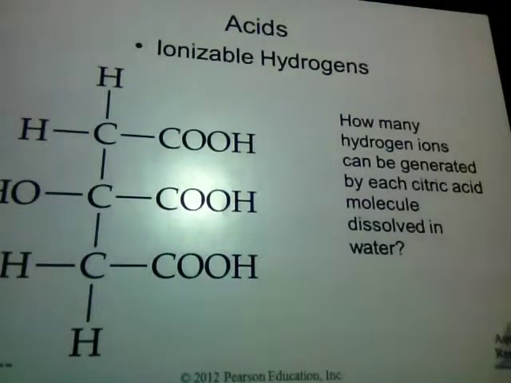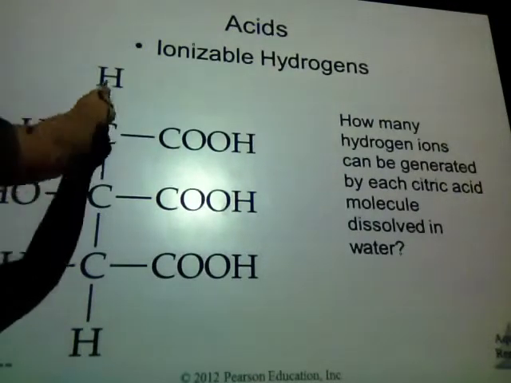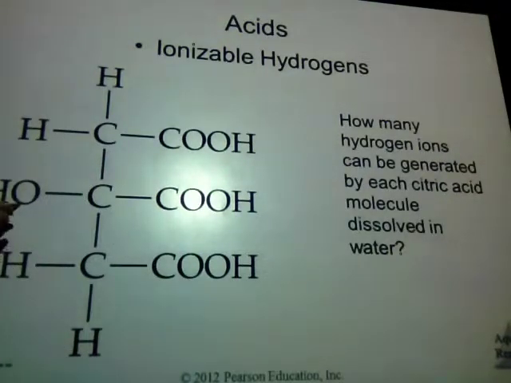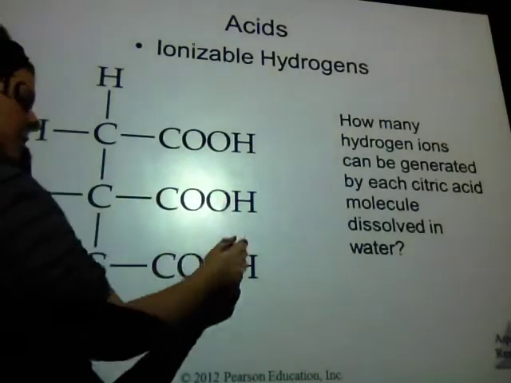An ionizable hydrogen is something that is usually attached to a very electronegative element. If that hydrogen is attached to an electronegative element, then it's easily ionizable, meaning that it will easily come off in that solution. So I see that this hydrogen is attached to carbon. Is carbon a very electronegative element? It is not. This hydrogen is attached to that carbon, so is that one, so is that one. But this hydrogen is attached to oxygen. So is this one, so is this one, and so is this one.